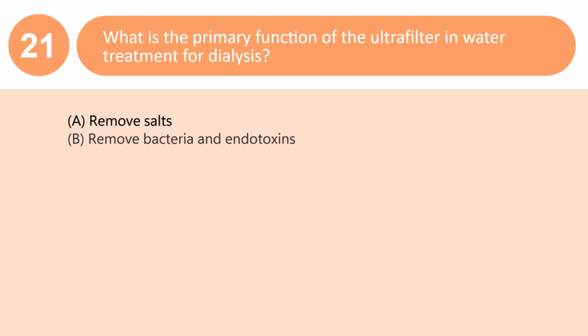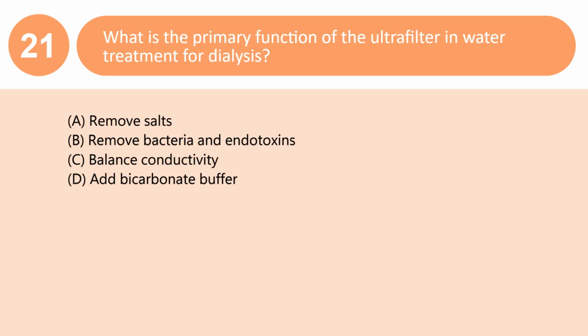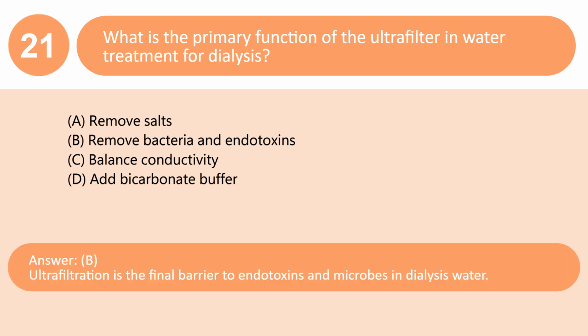What is the primary function of the ultrafilter in water treatment for dialysis? A. Remove salts. B. Remove bacteria and endotoxins. C. Balance conductivity. D. Add bicarbonate buffer. Answer B. Ultrafiltration is the final barrier to endotoxins and microbes in dialysis water.